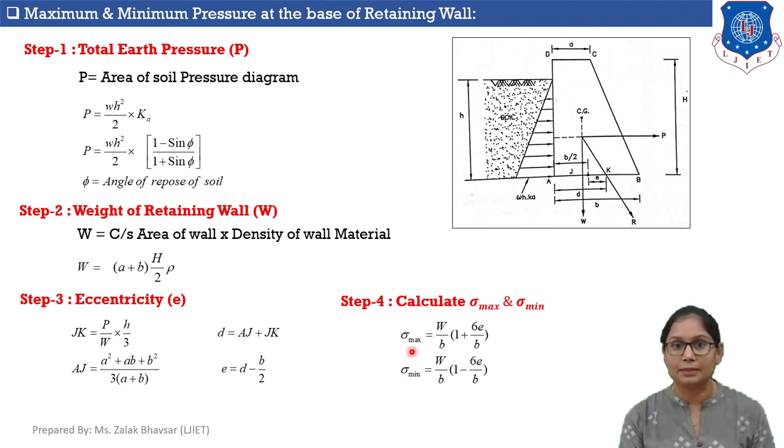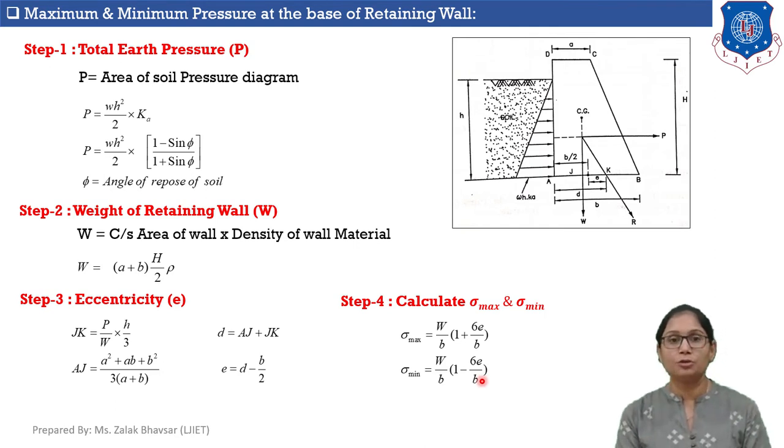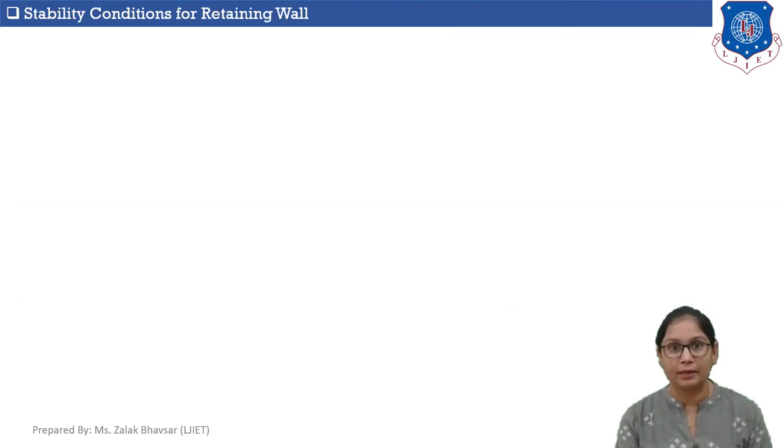So sigma maximum is equal to W by B in bracket 1 plus 6E upon B. And the equation to calculate sigma minimum is equal to W by B in bracket 1 minus 6E upon B. So we need to remember all these equations to calculate numericals. Before calculating numericals, let's discuss the stability conditions for a retaining wall.